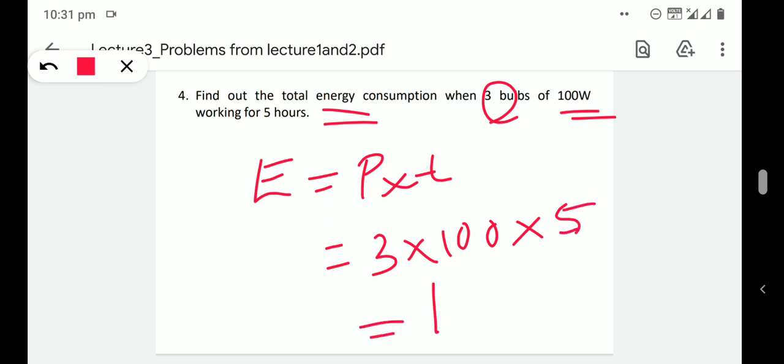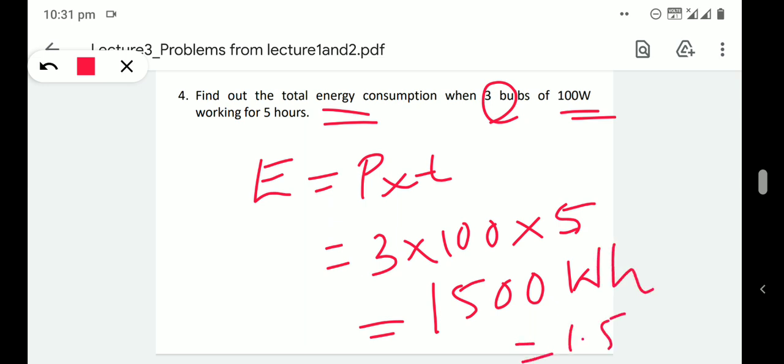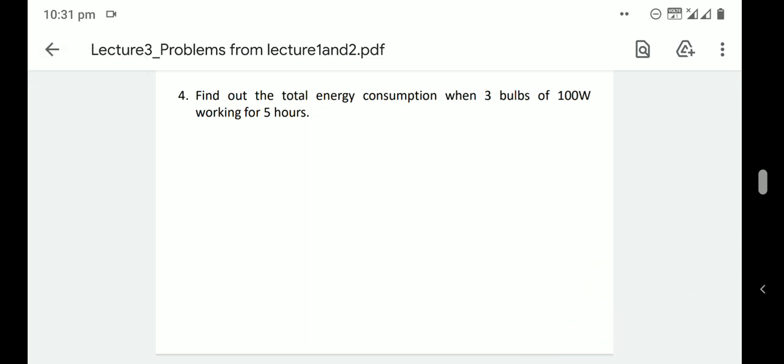So it will give 1500 watt hour, or it can be written as 1.5 kilowatt hour. For converting watt to kilowatt we need to divide by 1000. So 1.5 kilowatt hour is the energy consumption by the 3 bulbs.